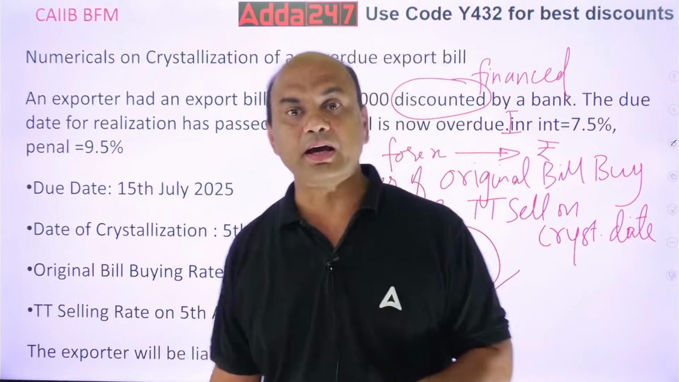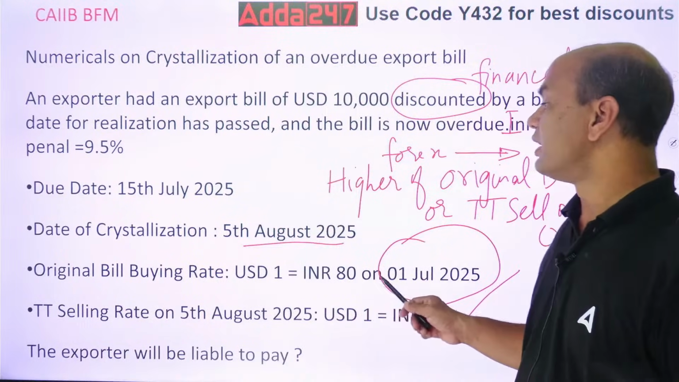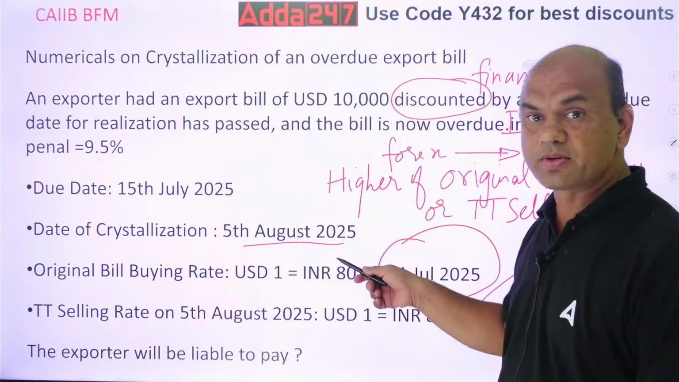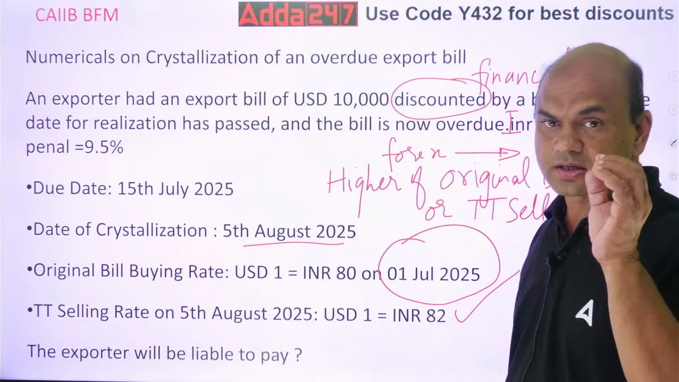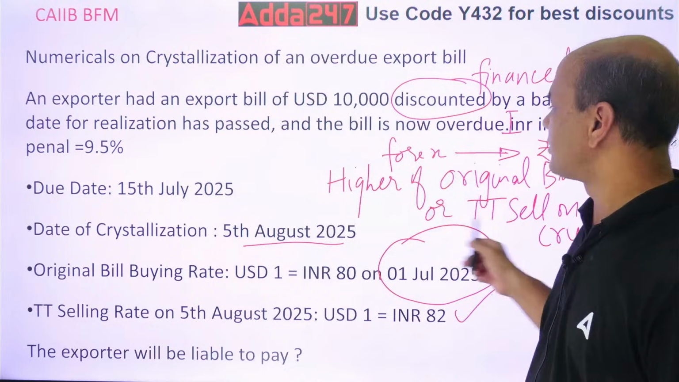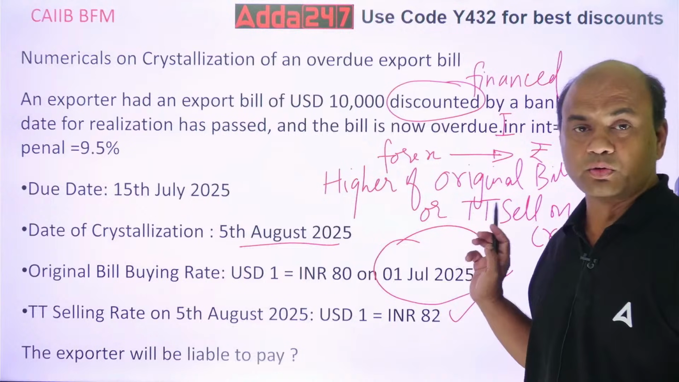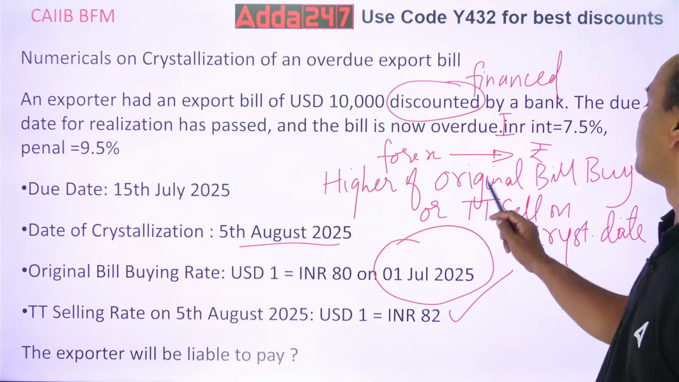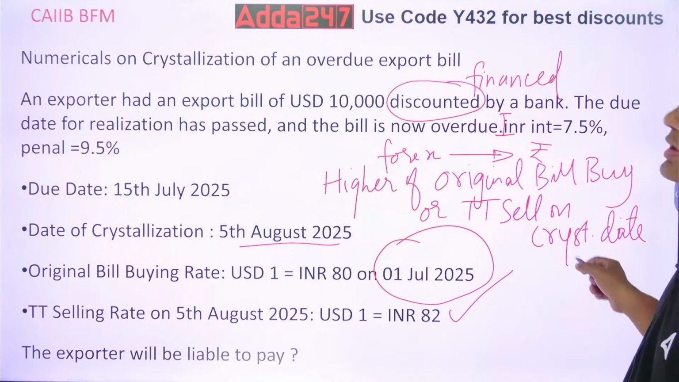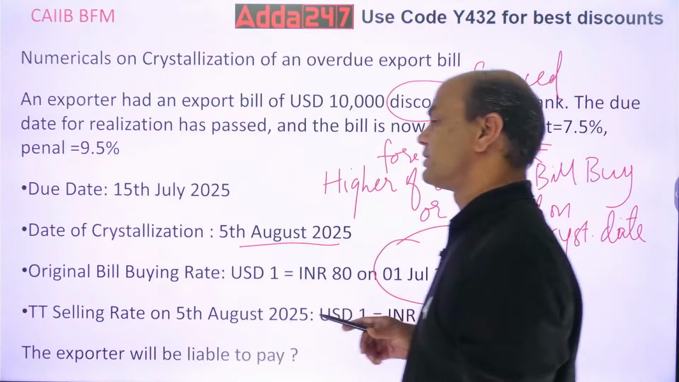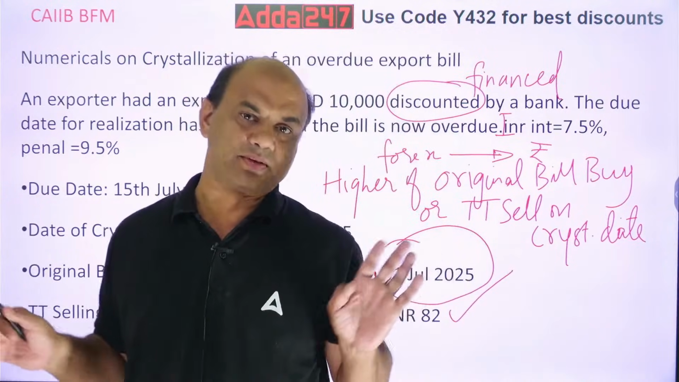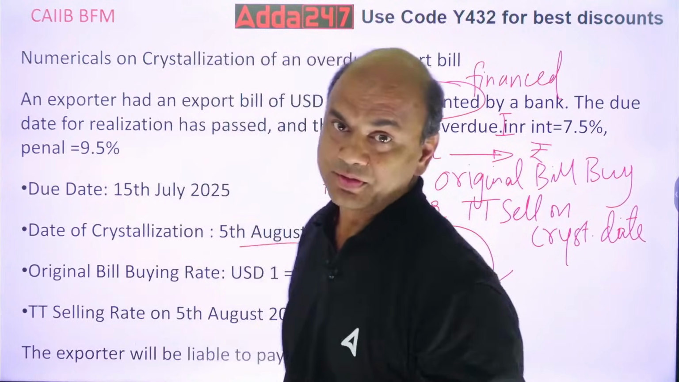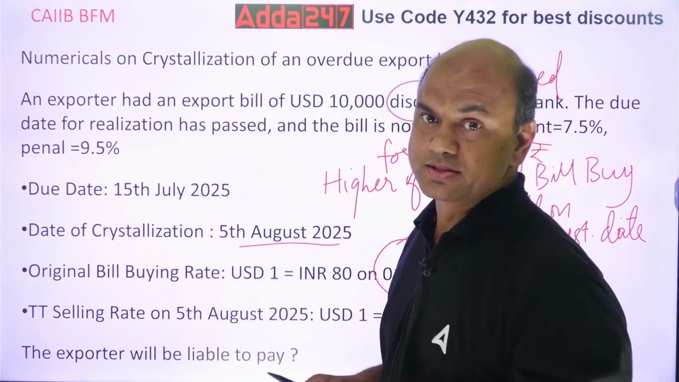So it's always the higher of either the original bill buying rate or the TT selling rate on the crystallization date, whichever is higher. This is the crux of the numerical. The most important part of the numerical is this. The whole concept over here is this. If you understand this concept, then the numerical will be easy. Let it come in any form, you must understand this concept. Okay, so these were the case studies.